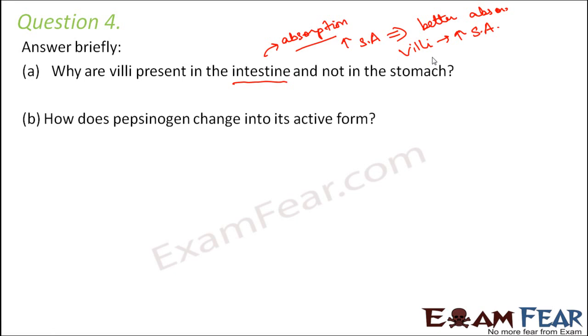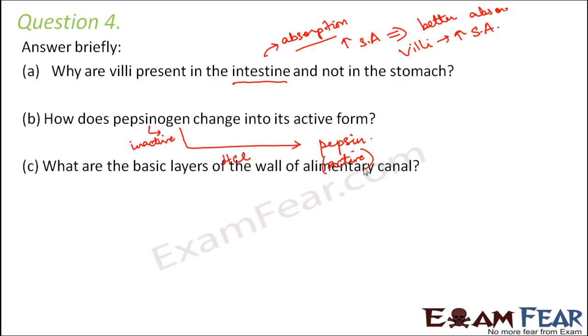How does pepsinogen change into its active form? Now, pepsinogen is released in the gastric juice in the stomach. Pepsinogen is an inactive form. So it is made active by the action of hydrochloric acid. When pepsinogen is acted upon by hydrochloric acid, the medium becomes acidic, and in acidic medium it gets converted into pepsin, which is the active form. And pepsin helps in the digestion of proteins by converting the complex protein structures into proteoses or peptones.